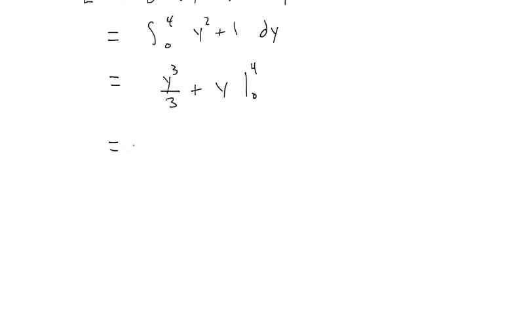And when we evaluate, we have 4 cubed, which is 64. 64 divided by 3 plus 4 minus 0, because when we plug 0 in for y cubed and y, we get 0. So our arc length here is 76 divided by 3. And that's our video on arc length and how to use it when you have dy or dx.